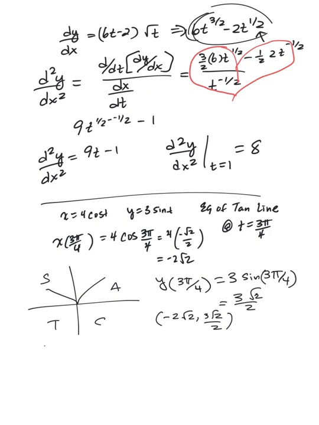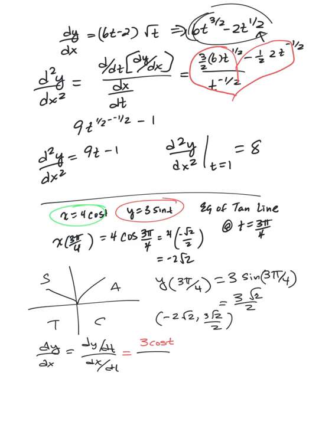So for dy/dx, remember we're going to do dy/dt over dx/dt. Here's my function for y. So when I get the derivative of that, what do I get? I get 3 cosine t. Then I have my x part. Okay, what do I get for the derivative of that? Negative 4 sine t.